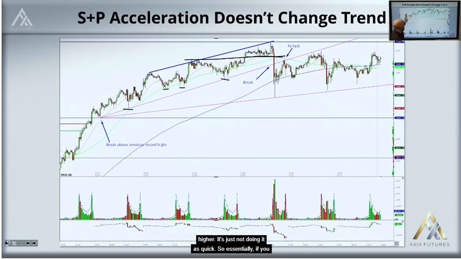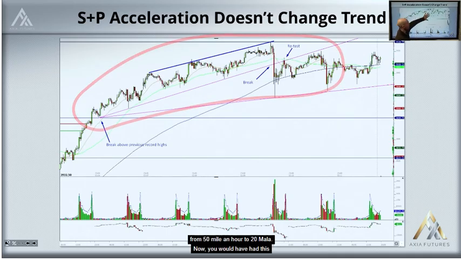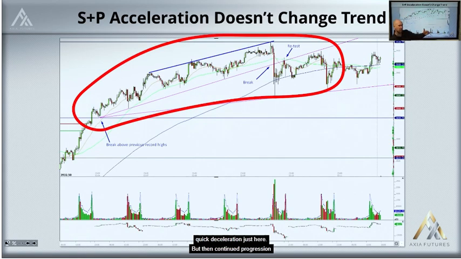So essentially, if you think about this as you're driving a car, you're driving along, nice steady speed, you hit some traffic, quick deceleration, you slow down. Do you stop going forward? No. It's just the pace at which you're going forward slows. And so maybe you've gone from 50 mile an hour to 20 mile an hour. You would have had this quick deceleration just here, but then continued progression up. And that's what's happening there.